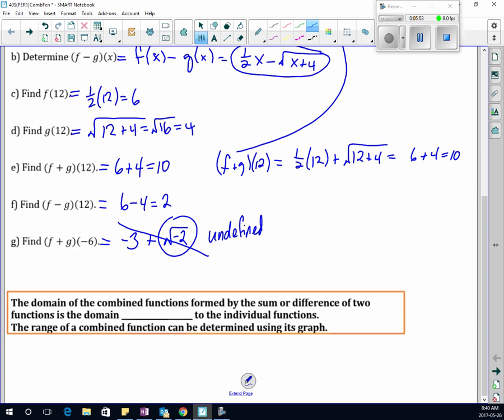Okay, so the domain of the combined functions formed by the sum or difference of the two functions is the domain restricted to the individual functions. The range of the combined functions can be determined using its graph.